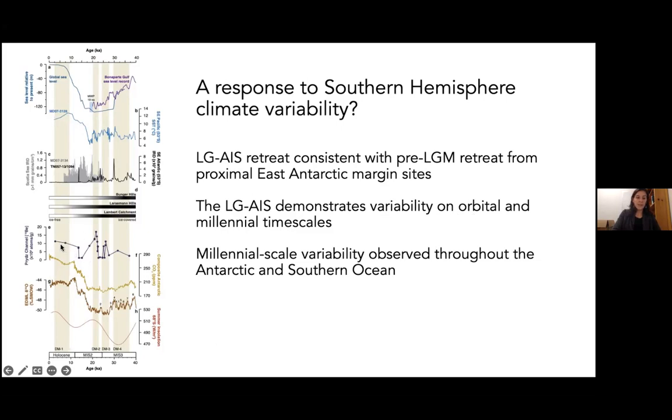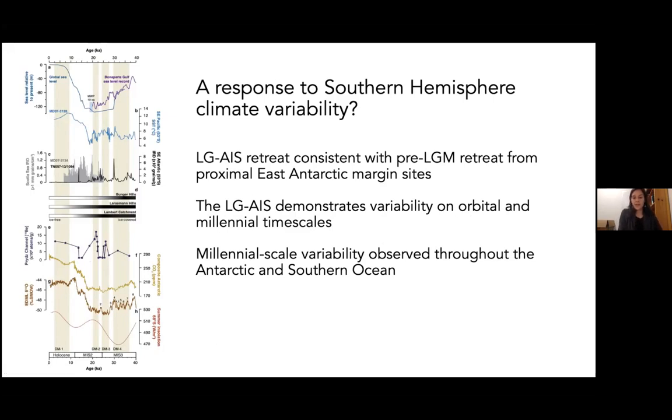The Lambert Glacier, or I should say the Amery Ice Shelf system, demonstrates variability on orbital scales, again, this kind of step back as we're seeing everything warm up, but more importantly on these millennial scales during the LGM. So this is pre-LGM step back. Not only is it pre-LGM step back, it's repeated step back during the last glacial maximum.